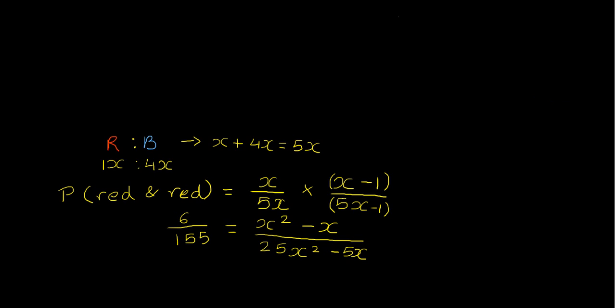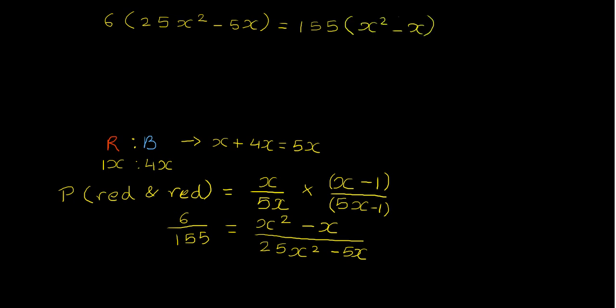Okay, so at this point I'm going to cross multiply. When I cross multiply, this denominator here, I'll multiply with this numerator, and this denominator I'm going to multiply with this numerator. So let's try that out. So I'll have 6 times 25x squared minus 5x is equal to 155 times x squared minus x.